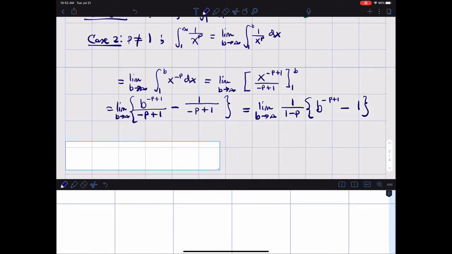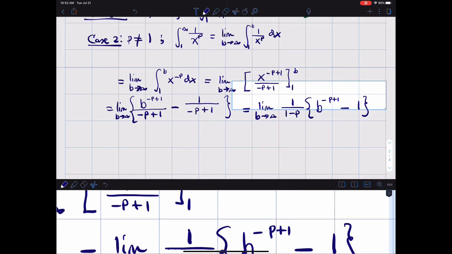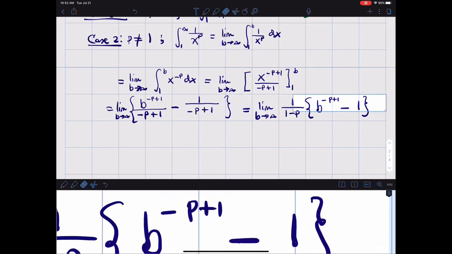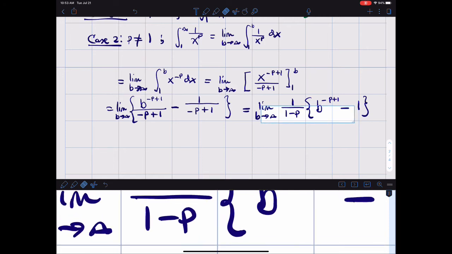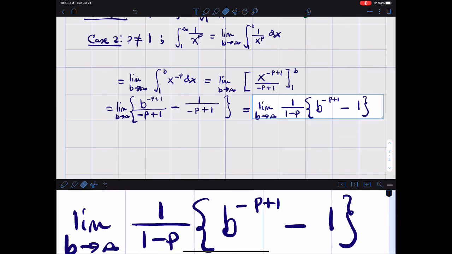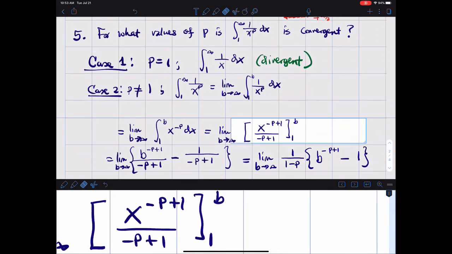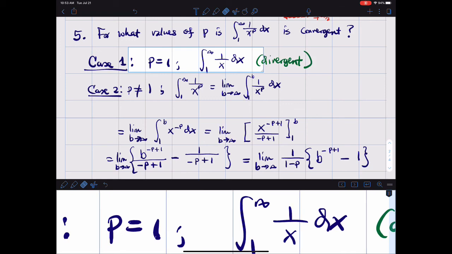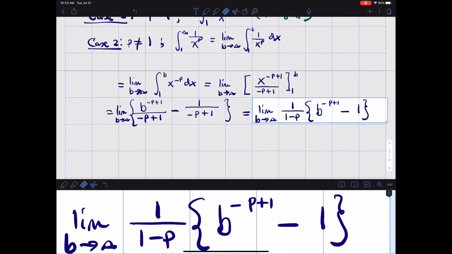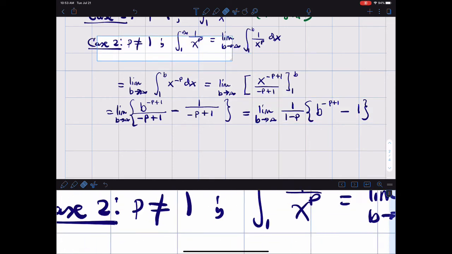Now, how does this change depending on the value of p? If you look at this exponent, if p is 1, then the exponent of b is 0. But then if p is 1, then the denominator here is 0 also. So this value of the integral is not valid when p is equal to 1. That's why when p is equal to 1, we resort to natural logarithm. All right, so we have to focus on when p is not equal to 1, which is the case here.